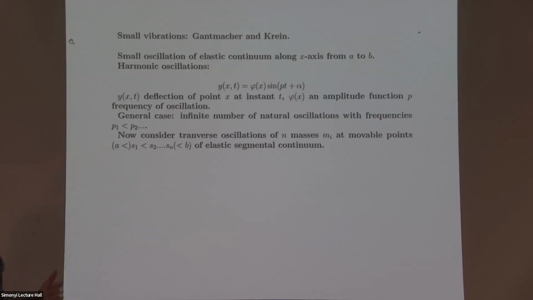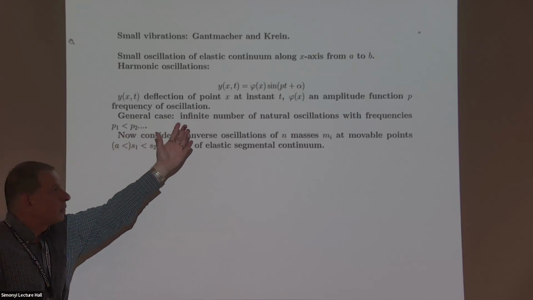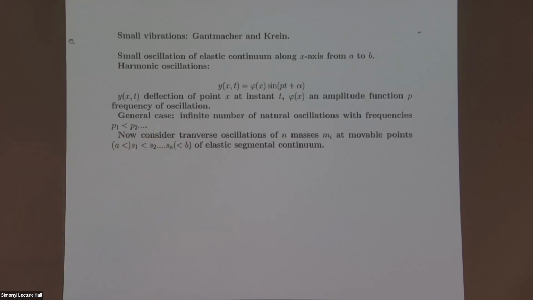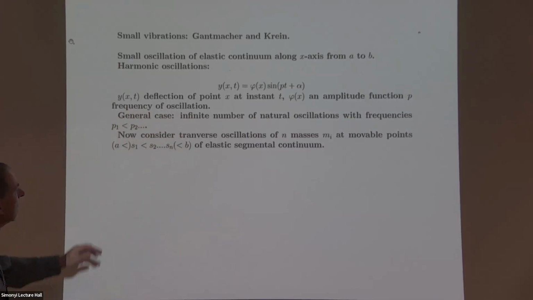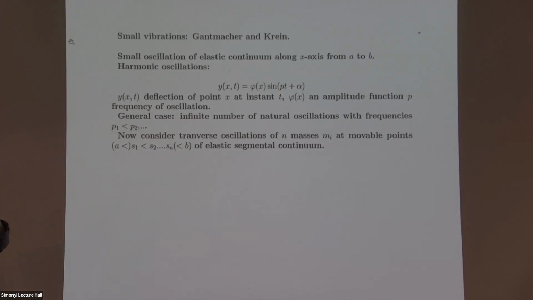So let me say something about this. It's not crucial to the talk, but it shows where it comes from, or at least part of the motivation. Gantmacher and Krein looked at small oscillations of an elastic continuum. You can think of a rod just oscillating. It's linear, with little sinusoidal oscillations. So y here is the deflection of the point x at time t, phi is an amplitude function, and p is the frequency of oscillation.